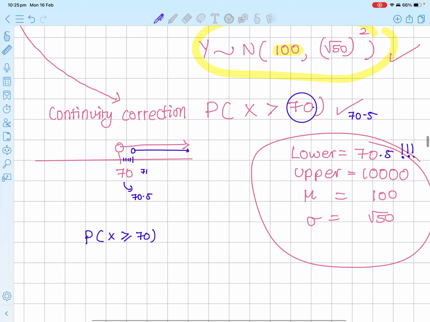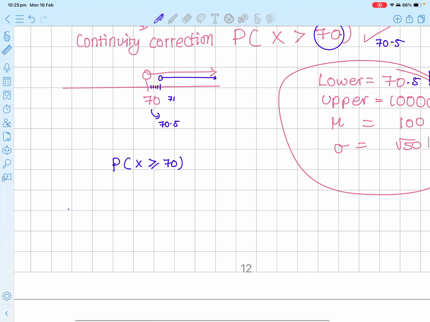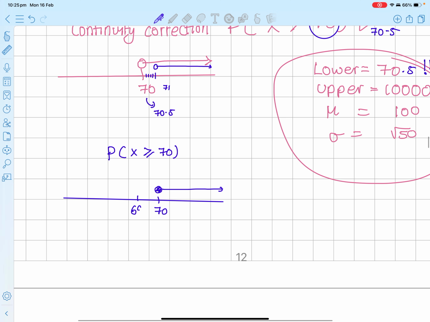Now, there might be questions where it would say greater than or equal to 70. If they say greater than or equal to 70, you have a number line. 70 is there. This time, I had to shade this because it's including 70. Now, I want the number 70 to be included when I do normal distribution. In this case, I'm going to have to start from 69.5. I start from the lower bound. If I start from the lower bound, 70 will be included in my answer. So I would start from lower 69.5, upper as 10,000, and then mu and sigma as what we calculated.